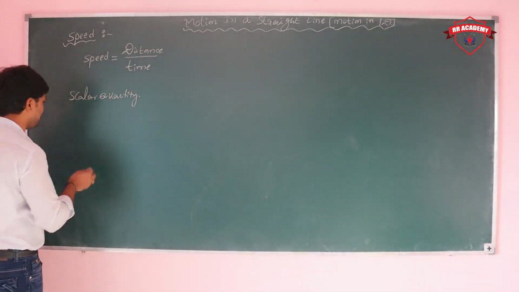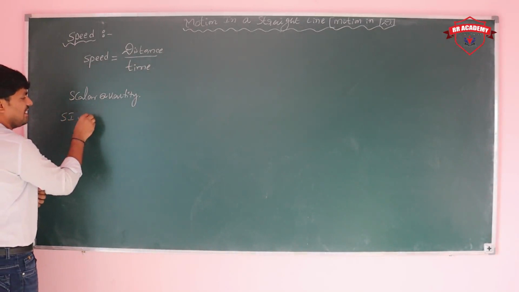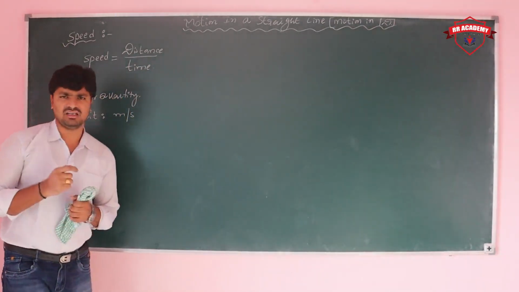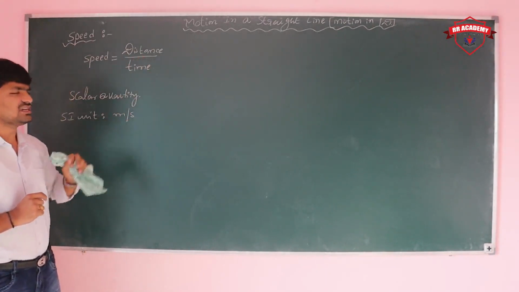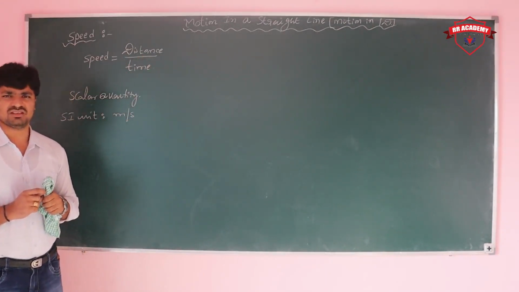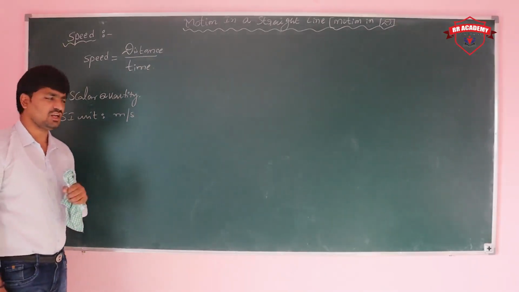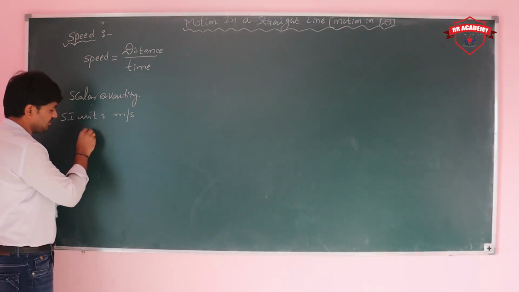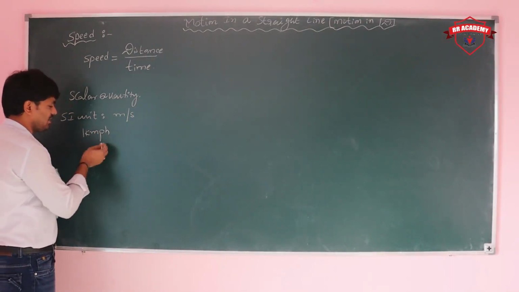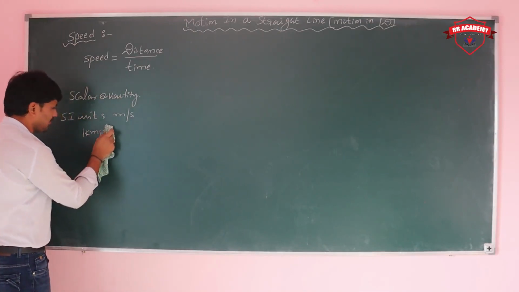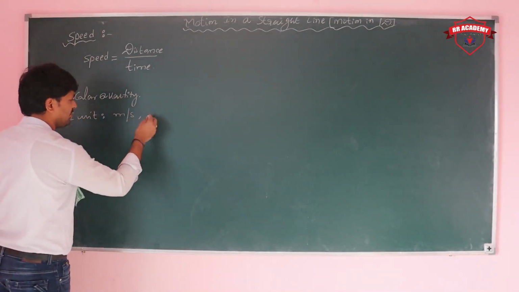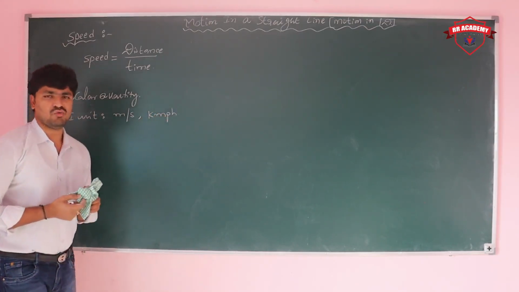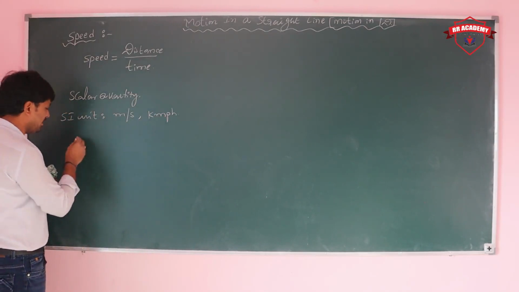If you observe the SI unit of speed, we consider meter per second. Distance we measure in meters, time we measure in seconds, so that's why meter per second. Another unit of speed that we generally use is kilometer per hour. One kilometer per hour is not an SI unit, it is an alternative unit. So 1 kilometer per hour equals how many meter per second?